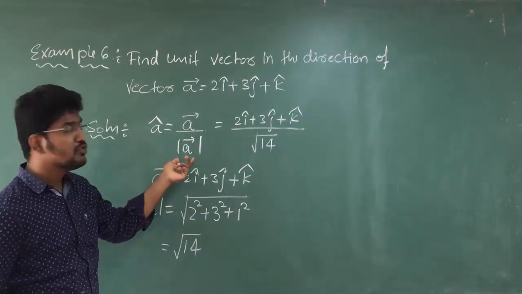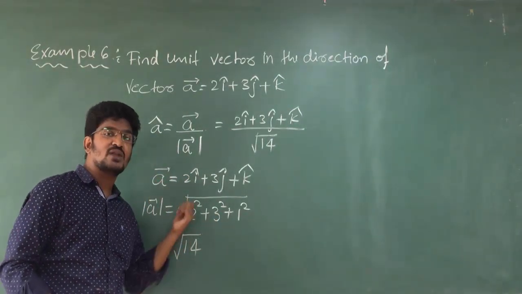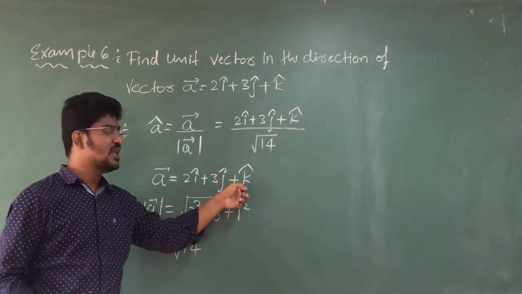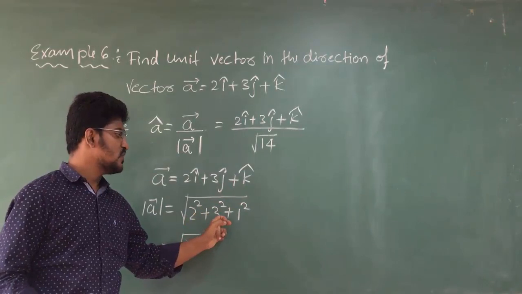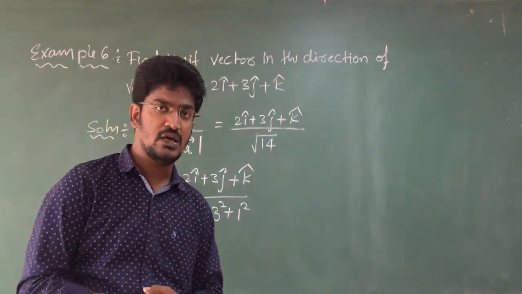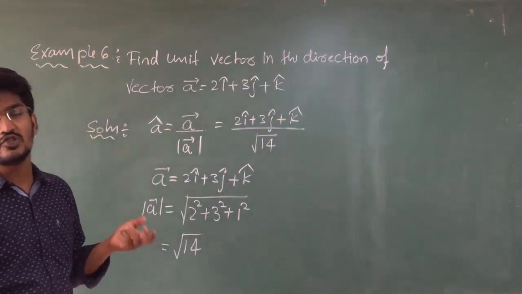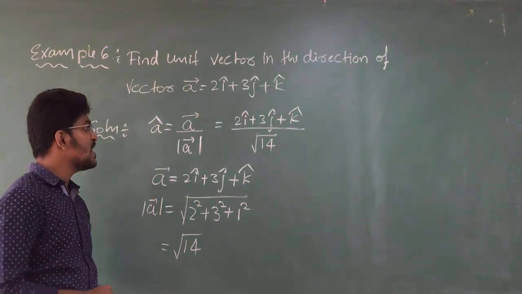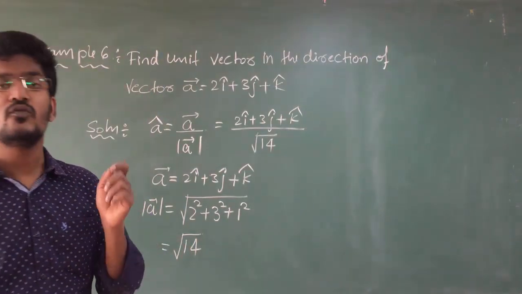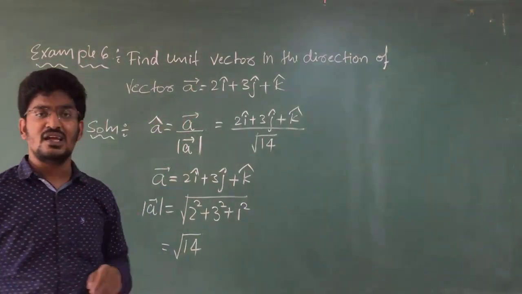In the place of vector A, you write vector A. In the place of magnitude of vector A, you calculate the magnitude with the formula square root of x square plus y square plus z square. So here x value is 2, y value is 3, z value is 1. 2 square plus 3 square plus 1 square, that is nothing but square root of 14. Clear? So very simple problem, no confusions about this. Therefore, A cap equal to 2i cap plus 3j cap plus k cap divided by root 14 is the unit vector in the direction of given vector A.